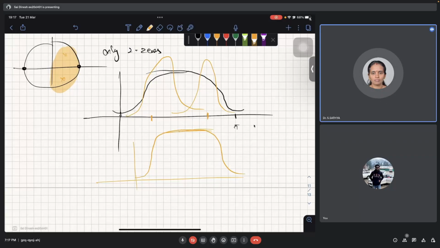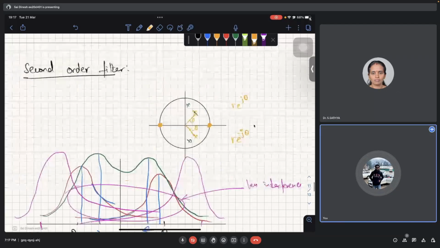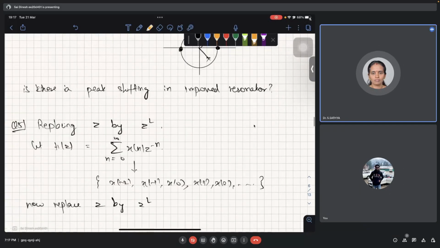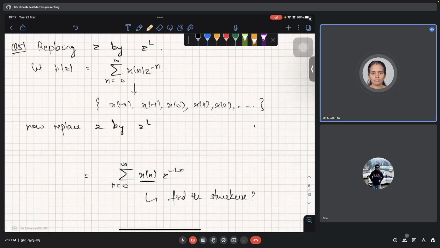So here in the fifth question, sir, we need to replace z with z power l. So the limit is from 0 to infinity. So we'll be having only the causal values, right? Only the positive values we'll be having, right, sir?